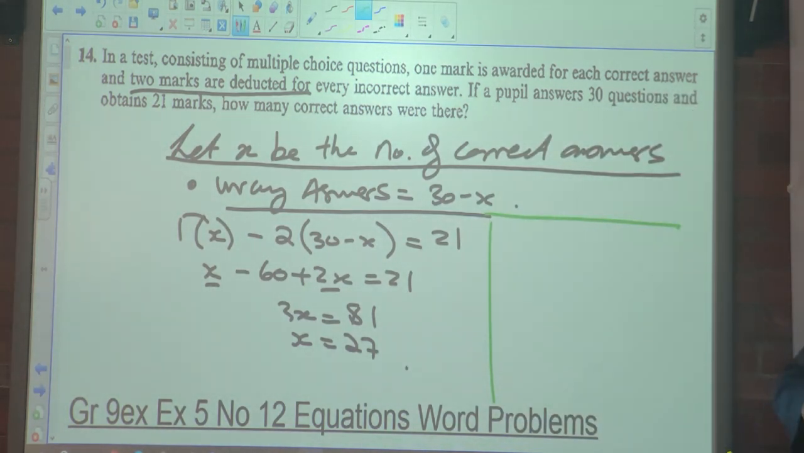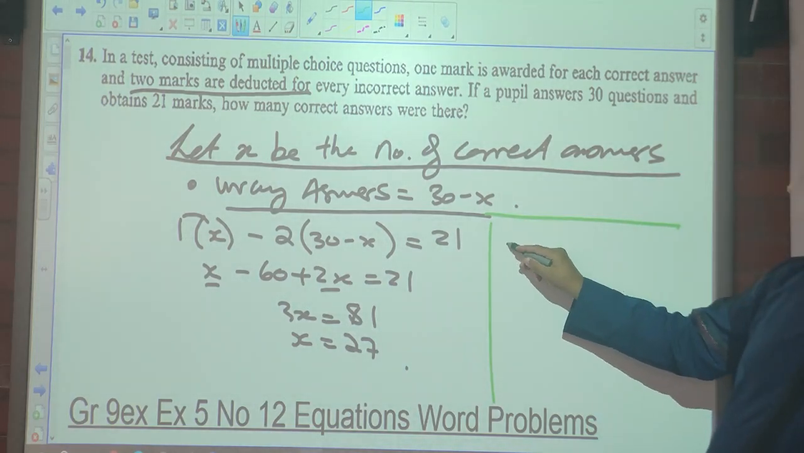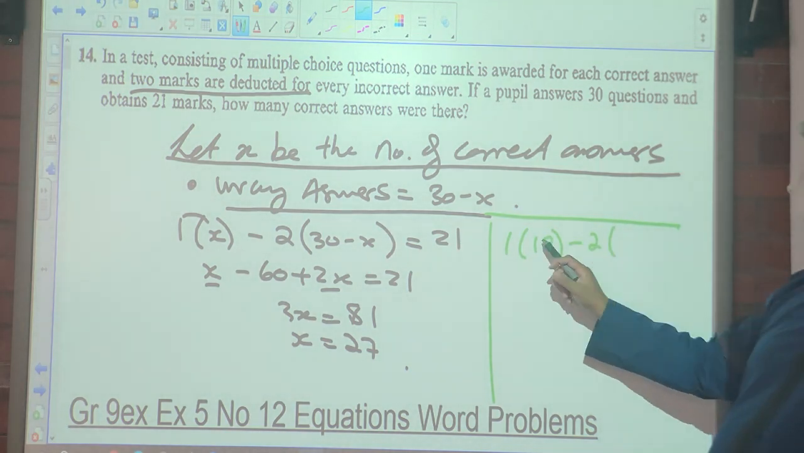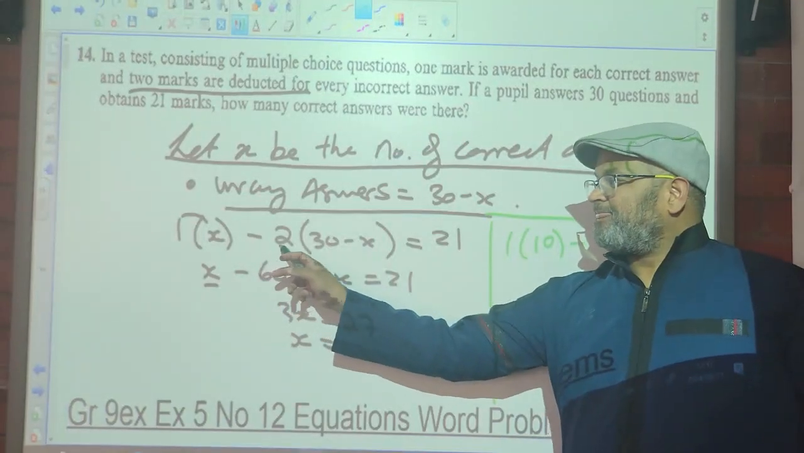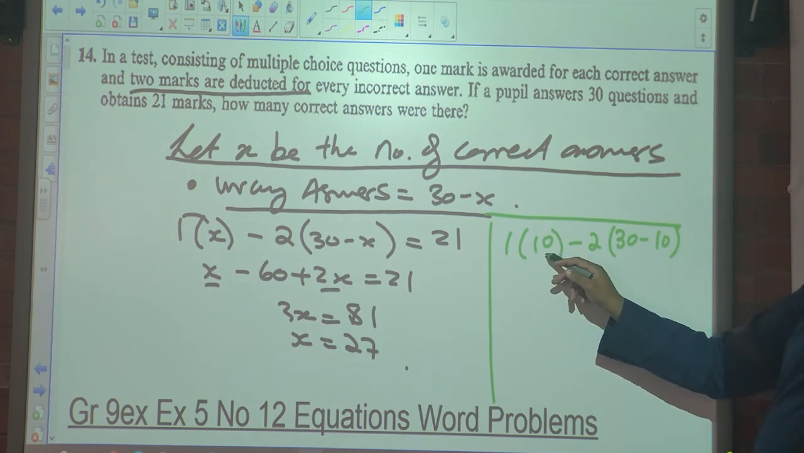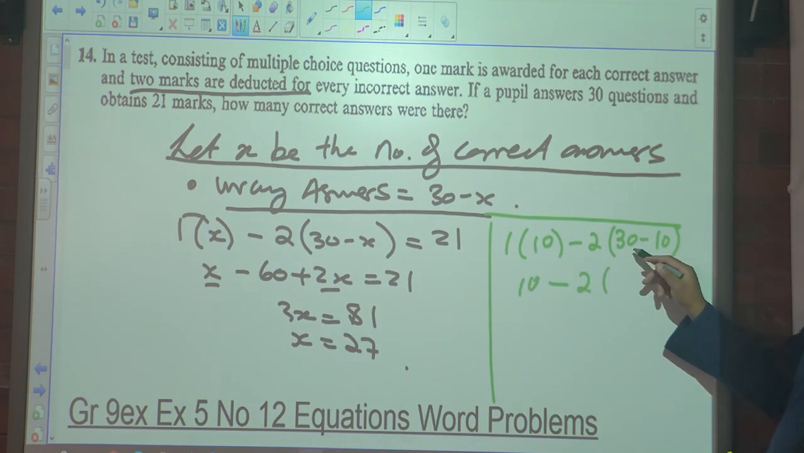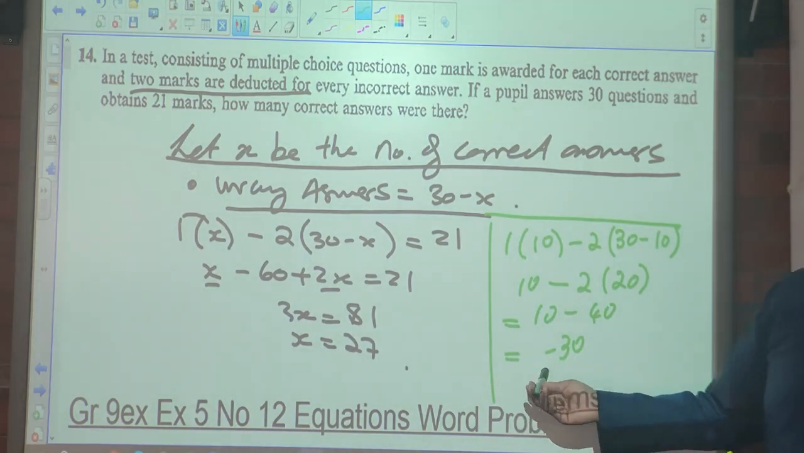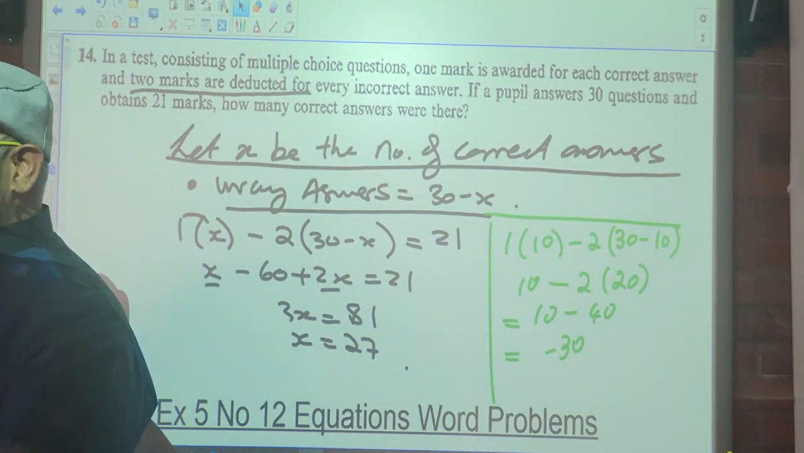Let's test. What if he gets only 10 correct? Then he's going to get 1 times 10 minus 2 times the wrong answers. What's 30 minus 10? 20. So it's going to be 10 minus 40, which is minus 30 marks, so he owes the examiner 30 marks. Imagine. That's why I say we're owing the examiner marks.